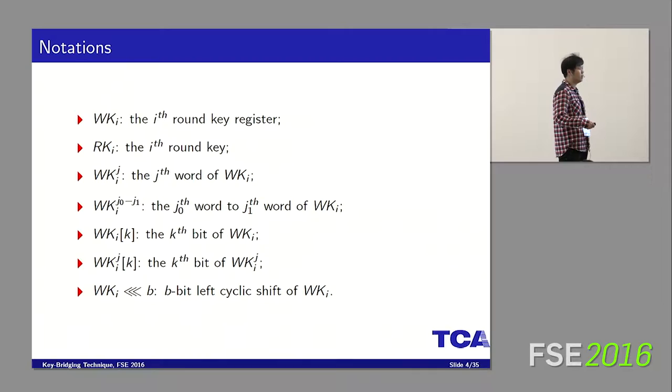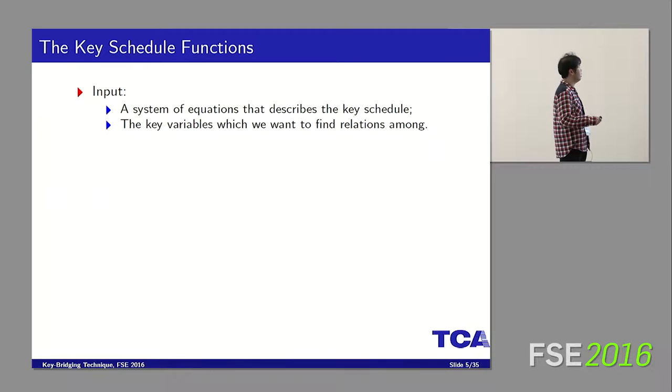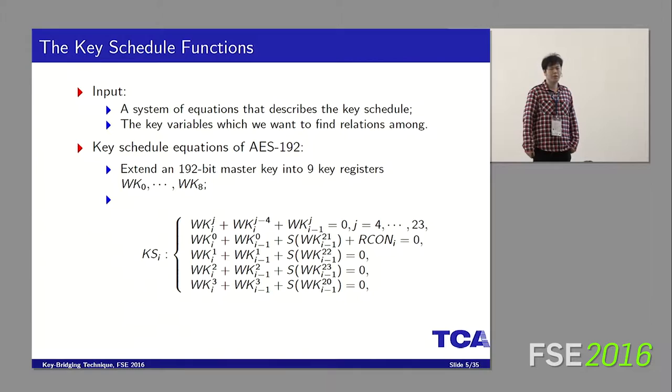The input of our tool is a system of equations that describe the key schedule and the key variables which we want to find relations among. Since our tool works not only for word-oriented block ciphers, but also for bit-oriented block ciphers, we take the key schedule of AES-192 and PRESENT-80 as examples.